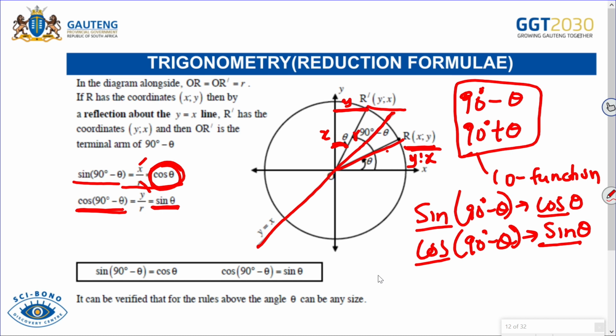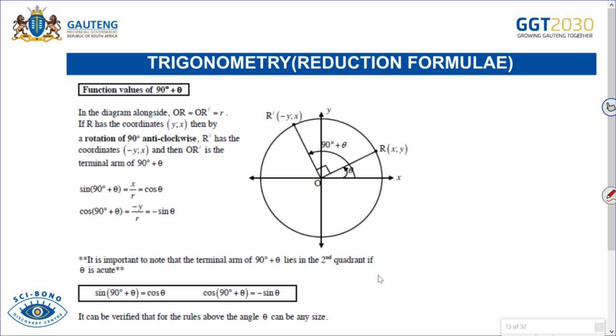That is going to be in the first quadrant, and obviously both of them are going to be positive because 90 minus theta is in the first quadrant. And remember what I said in the first slide. I said all your trig ratios in the first quadrant are going to be positive. All right?